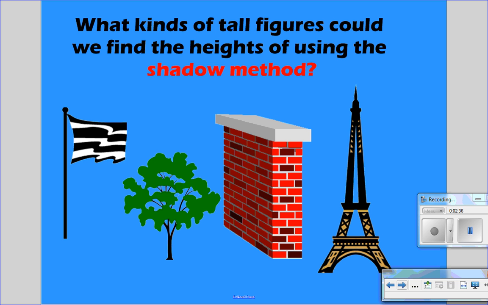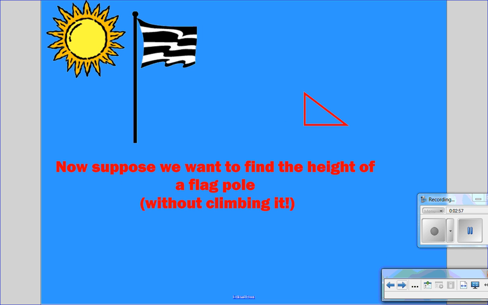We can use this system to find the heights of all kinds of things. Flagpoles, trees that we can't get to the very tippy top of those branches, a very tall wall like the wall of the school building. If we were in Paris and we wanted to measure the height of the Eiffel Tower, we could do that as well with the shadows. So let's find the height of the flagpole. There's our flagpole out there, and we don't want to have to climb it.